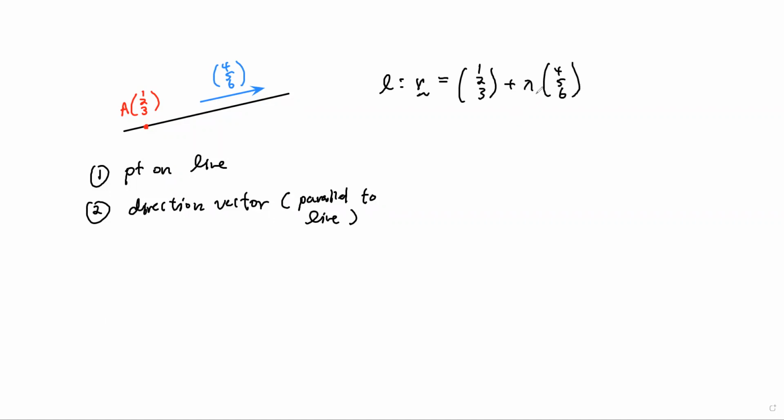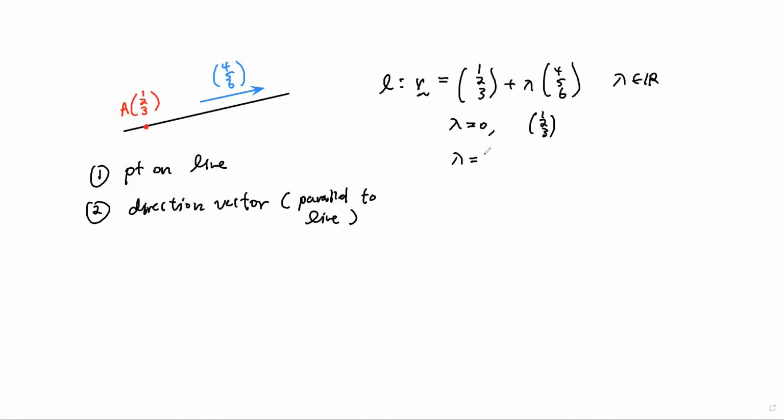Lambda is basically a parameter, so it can be any real value. Lambda is an element of the real numbers. So what role does lambda play in the equation? For instance, if lambda equals 0, then it gives us the point (1, 2, 3), which is point A.